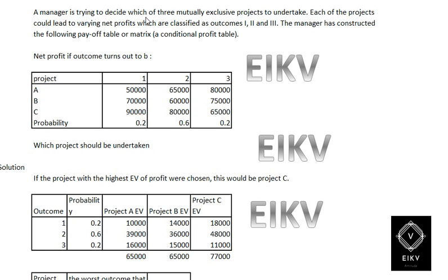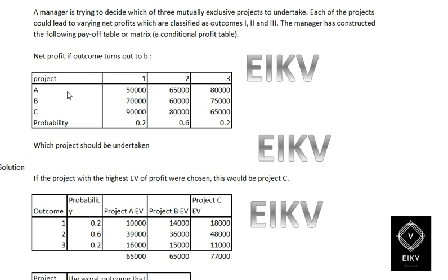So in this illustration, a manager is trying to decide which of the three mutually exclusive projects to be undertaken. Each of the projects could lead to a varying net profit, which are classified as outcome 1, 2 and 3. The manager has considered the following payoff table or matrix, a conditional profit table. Net profit if outcomes turn out to be.